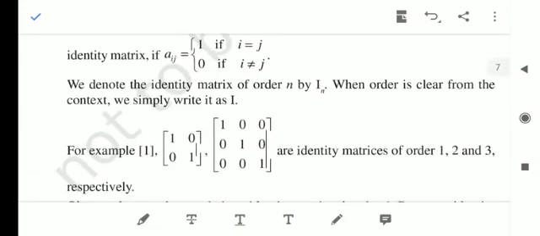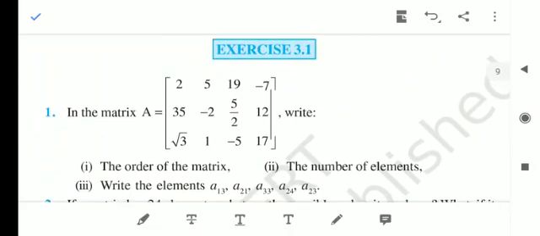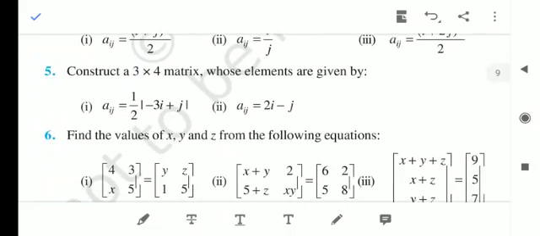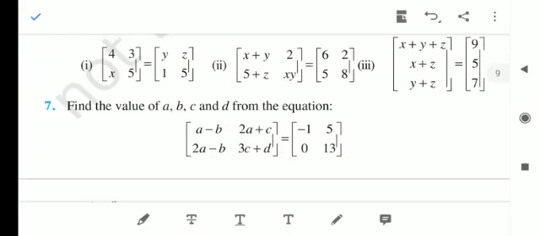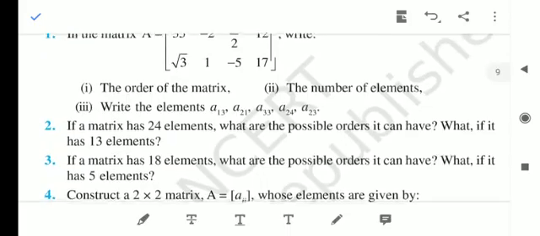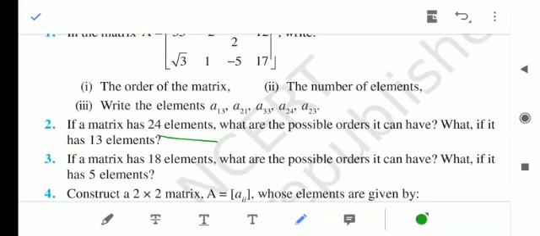So dear children, today I will suggest you please go through exercise 3.1 and solve questions number 1 to 6. These questions can be solved by you on the basis of this result. For example, look at question number 2: if a matrix has 24 elements, what are the possible orders it can have? Possible orders: 1 by 24 and 24 by 1, that is 2 orders.